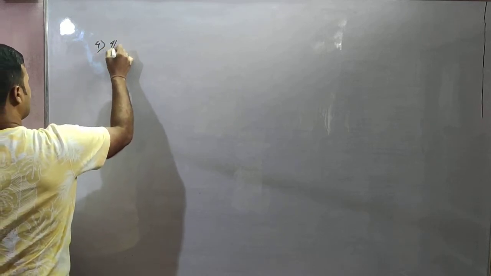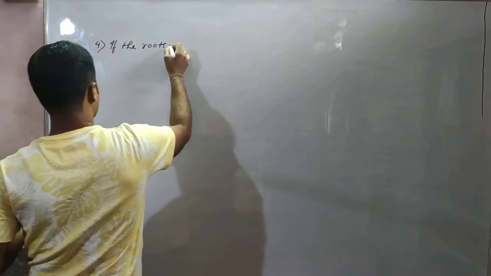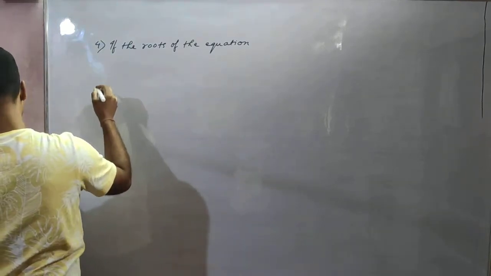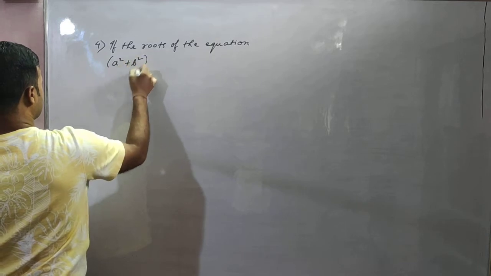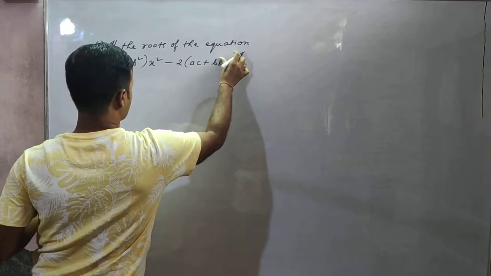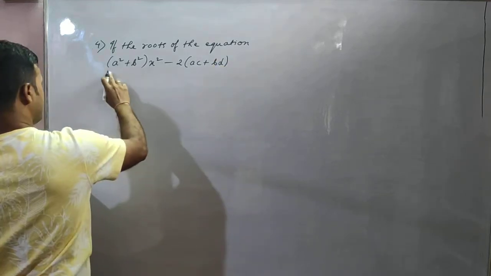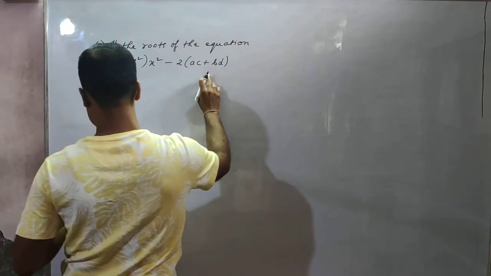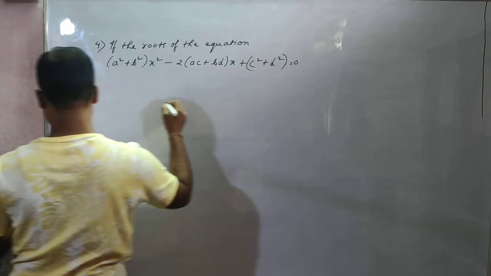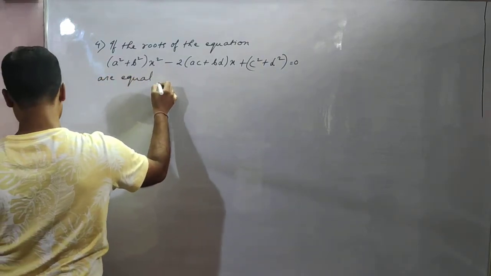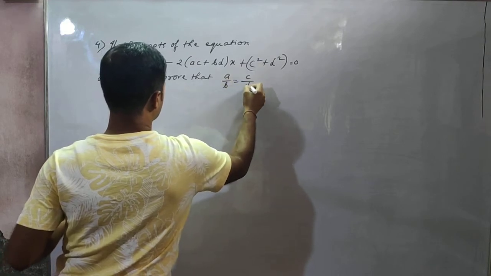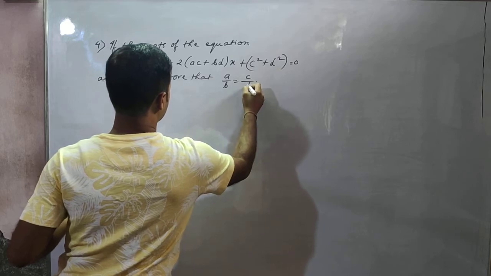So if the roots of the equation a square plus b square x square minus 2 into ac plus bd x plus c square plus d square is equal to 0 are equal, prove that a by b is equal to c by d.